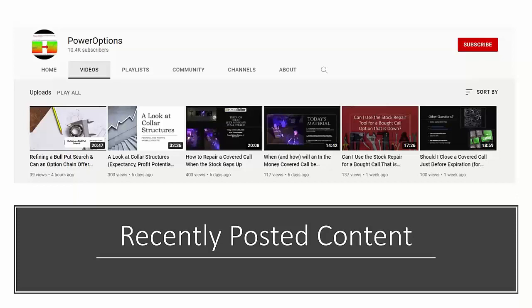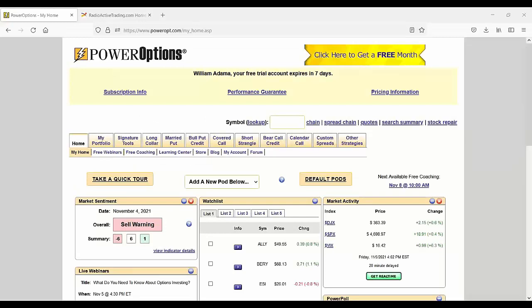Fantastic. Now, all that being said, we're going to navigate over to the Power Options suite of tools, which we're going to use to illustrate the questions that come in, and of course, our thoughts and our answers on those questions as well. Okay, there we go. So here we're just looking at a basic 14-day free trial account. And Pete says, good afternoon. Pete, good afternoon. It's good to see you here as well.